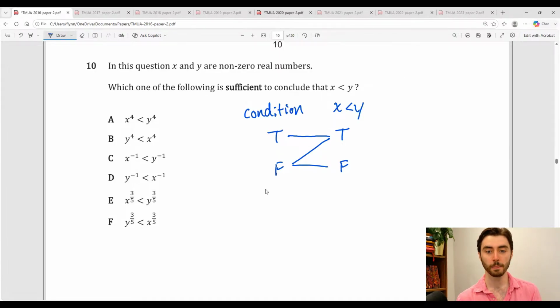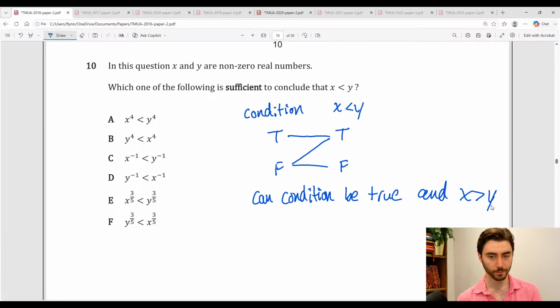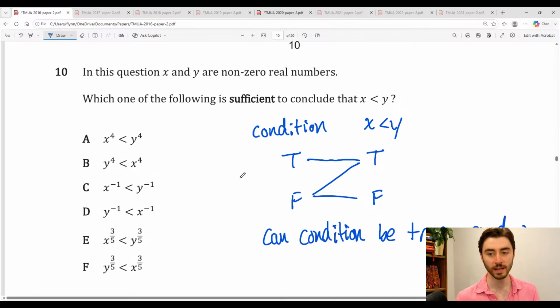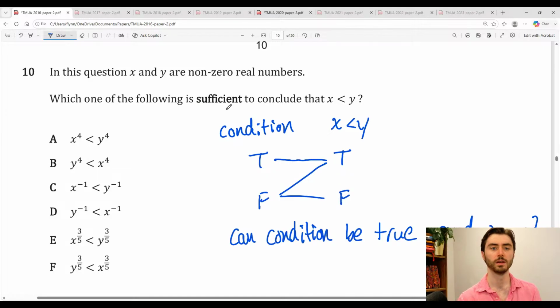What is it really saying? What it's really saying is, can the condition be true and you have x is bigger than y? That's the question. That's what this simplifies to. So you can use the idea of mapping to simplify the question to make your life a lot easier. So here, can you ever get a case where the statement is true and x is actually bigger? So in the first instance, it's sufficient to conclude that x must be less than y.